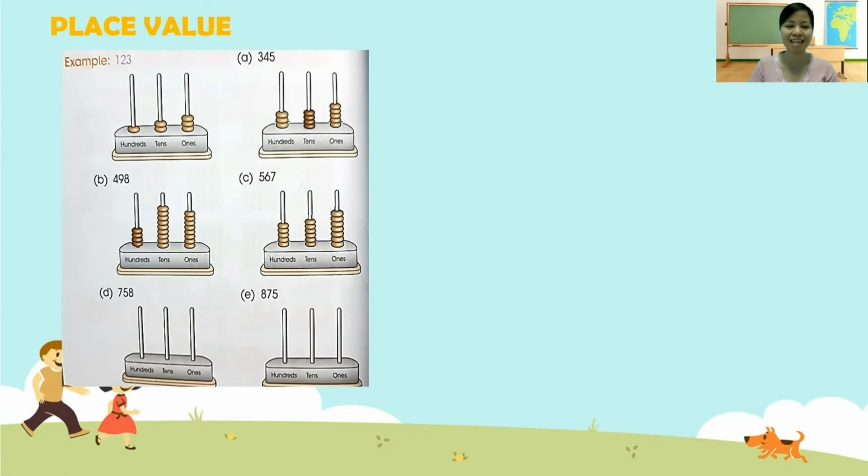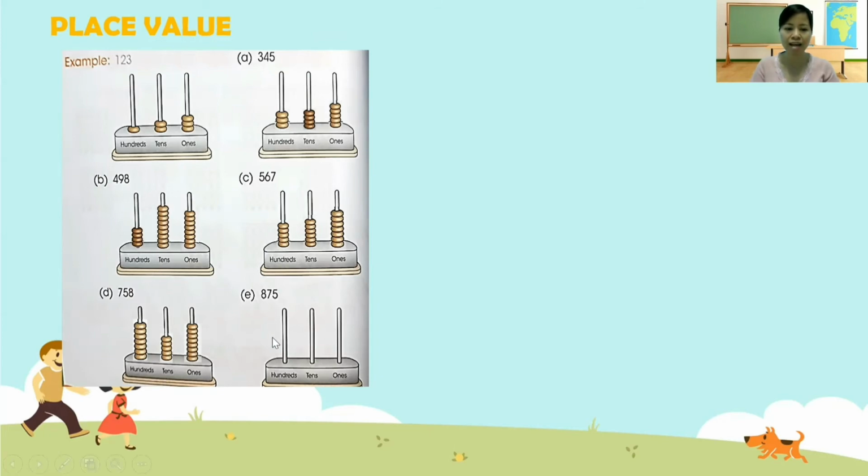Next, let's go to letter D. For letter D, we have 758. 7 has 700 value. So we're going to put 7 beads on the hundreds. And then we have 5, which has the value of 50. So we're going to put 5 beads on the tens. And of course, we have 8, which has the value of 8 on the ones. And there you go. That's our 758.